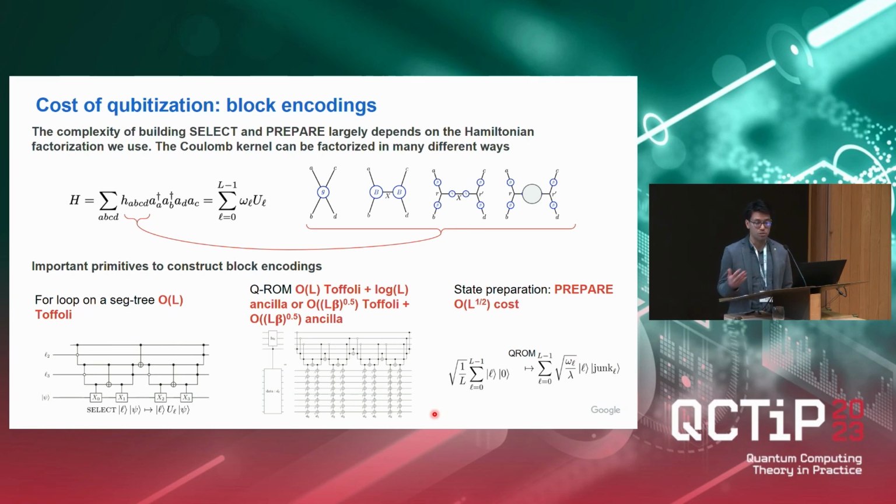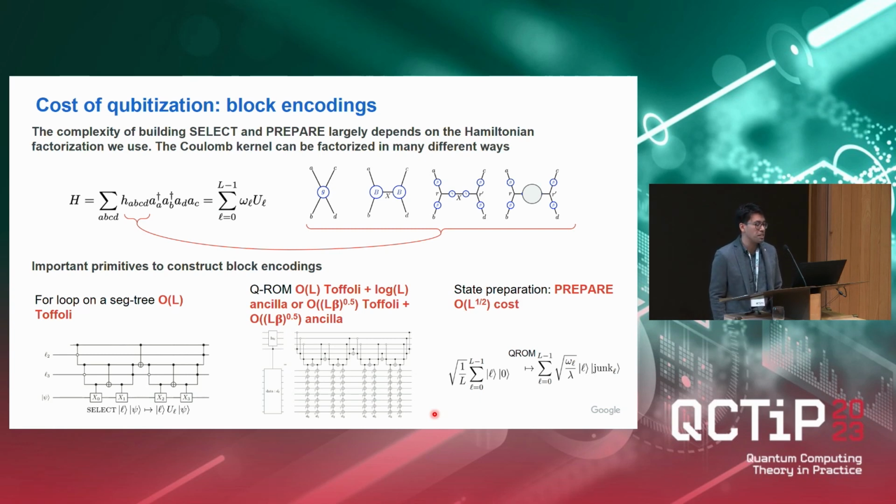So I said earlier that there's this select operator. That select is sort of like a for loop. And it turns out you can actually write this for loop as reversible logic in order L Toffoli complexity. Effectively, what this is doing is taking a for loop and putting it on a segmented tree. And you can start just gluing these trees together. And so that's a type of quantum data structure. And this has linear Toffoli complexity to do that select. And so that's an example of a primitive that we're going to use over and over and over again.